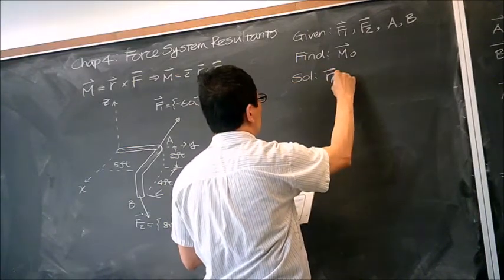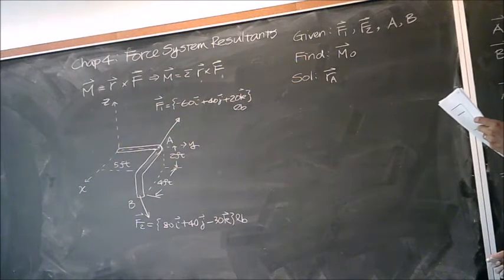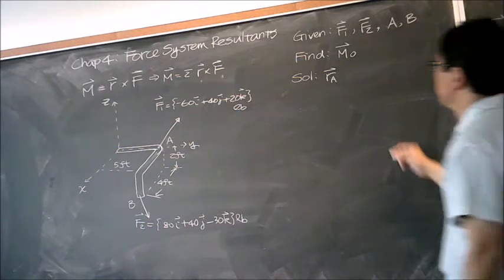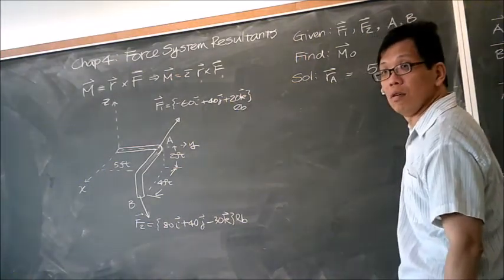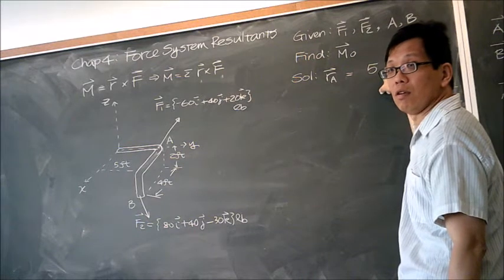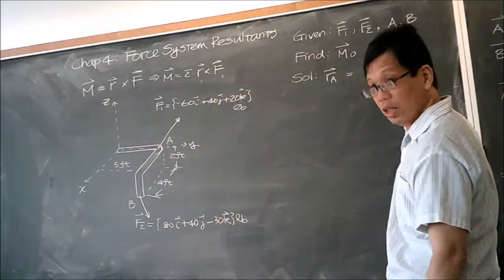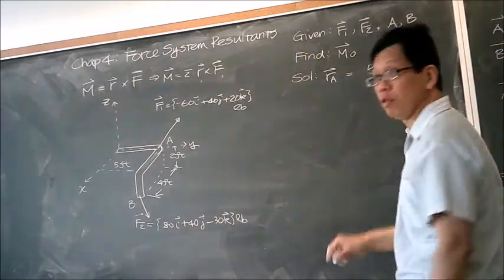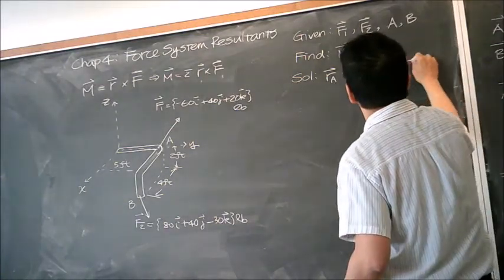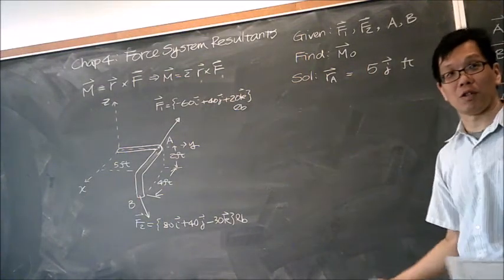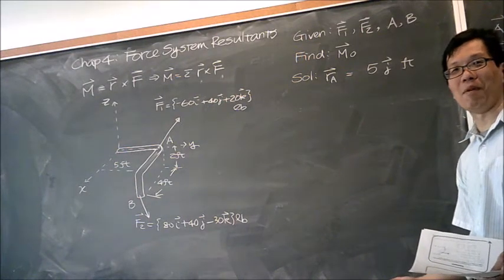So what is my RA? Five, I know it's 5. What is the unit vector over here? I, J, or K? J. You need to be sure because sometimes it's just tedious. You need to know which direction you're talking about. In particular, a three-dimension configuration can be very confusing.